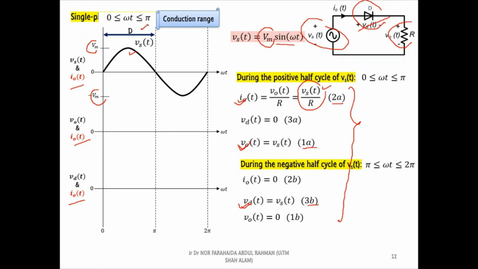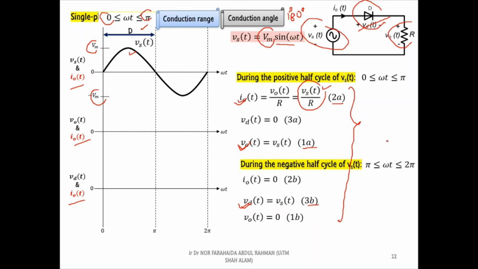From the range, we can calculate the conduction angle of the diode by subtracting 0 from pi. As a result, the conduction angle of diode D is pi, or 180-degree conduction angle. This conduction angle indicates that the diode is only conducting current for 180 degrees, or half of a complete cycle of the rectifier operation.